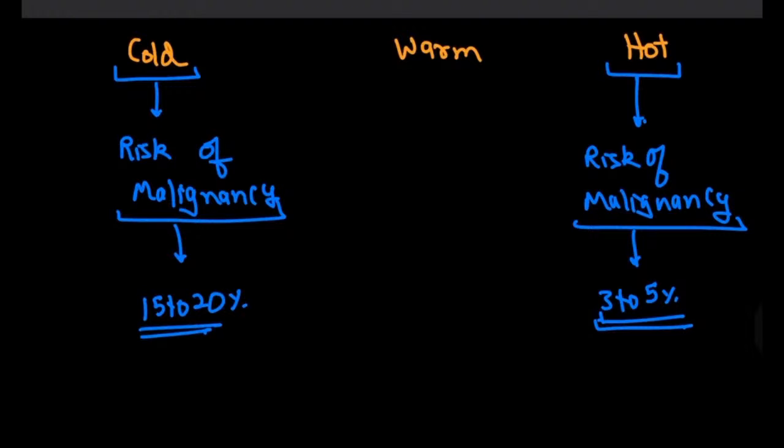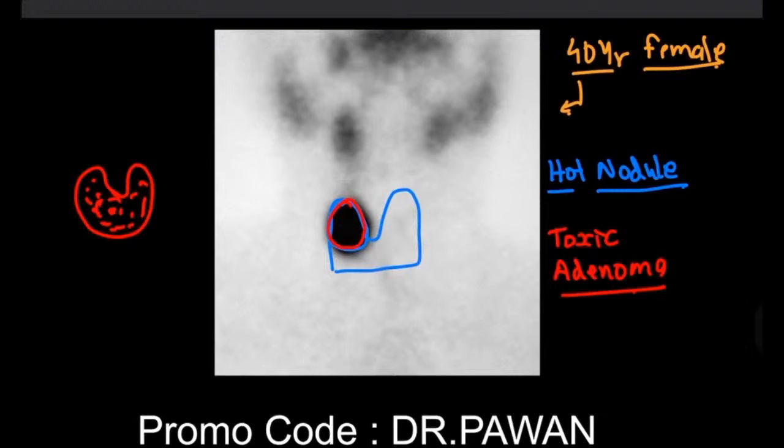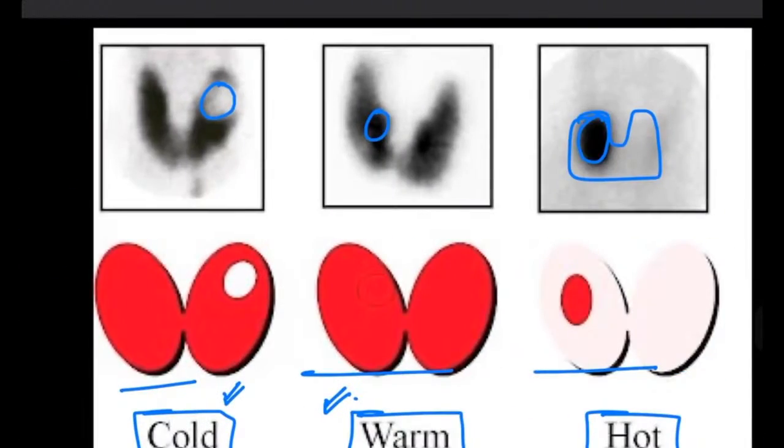If a patient has a cold nodule, the chances of that patient having a thyroid malignancy are higher compared to a hot nodule. But it doesn't mean that if a patient has a cold nodule, there is 100% a malignancy. That is not true. I hope you get this. It is very simple. I hope you have understood this, right?